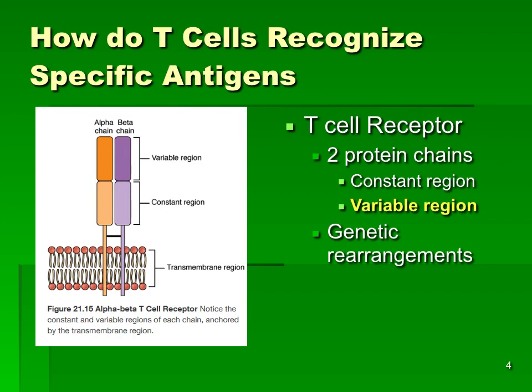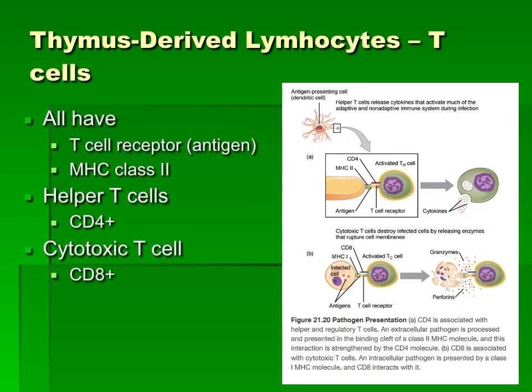Remember the T cells, they recognize antigens because they develop this T cell receptor. It's made up of protein chains that have constant regions and variable regions. The variable regions undergo genetic rearrangements to produce literally millions of different kinds of shapes that can recognize antigens. And so that's the unique thing. And so this variable region will become the antigen receptor.